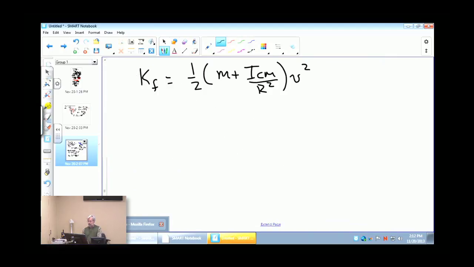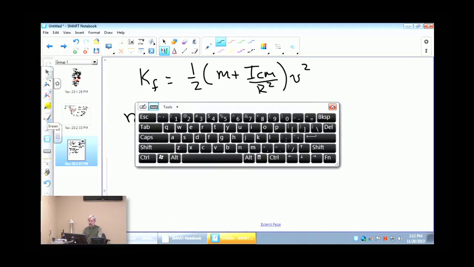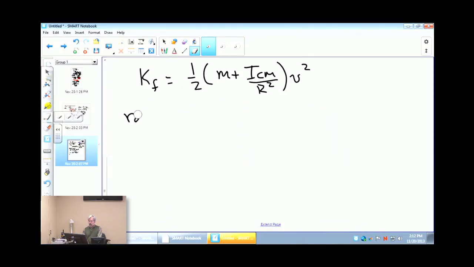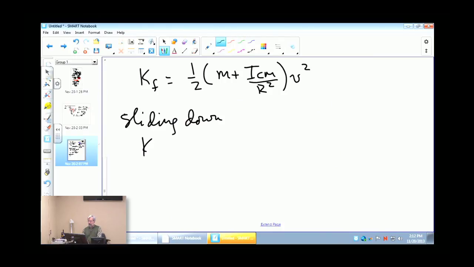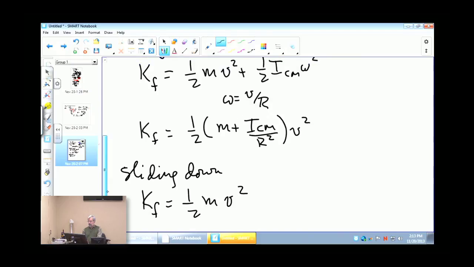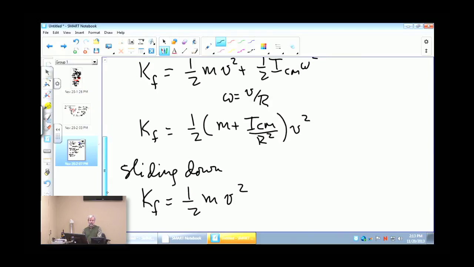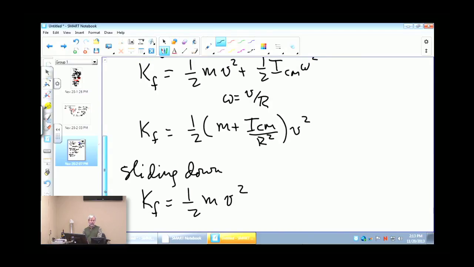Okay, now in the case it's not rolling at all, it's just sliding down, no friction, then the kinetic energy is just 1/2 mv squared. And so it's going to have more or less kinetic energy, more or less speed than the case where it's rolling without slipping. Which one will have more speed? The sliding will have more speed.